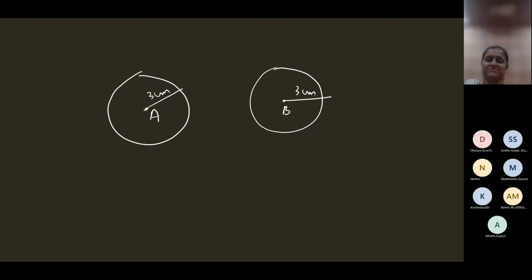Yes, ma'am. So two circles of different radii. It's very clear. One is small, the other one will be big. Then how can you say they're identical? They'll not be congruent, ma'am. Yeah. So one is small, the other is big. That means they're not identical. If they're not identical, they're not congruent.